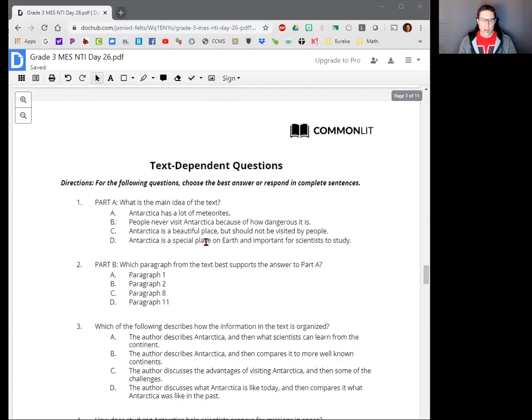The first question is about the main idea. What is the whole story about? Now, several of these seem like they're true, but that doesn't mean that's what the whole story is about. So read all 4 choices and decide which one the whole story would be mostly about.